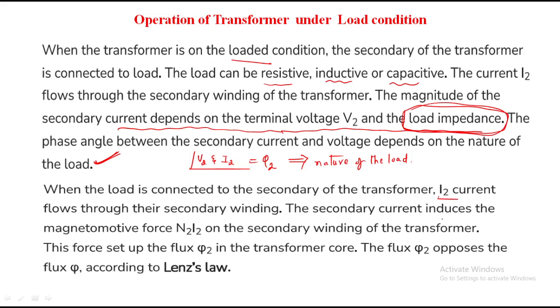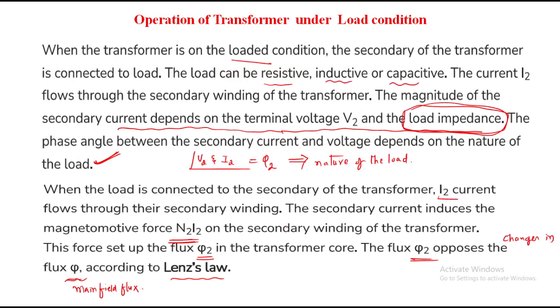When the load is connected to the secondary of the transformer, obviously I2 flows through the secondary winding. The secondary current induces a magnetomotive force, that is N2I2, the load component of secondary MMF. This MMF sets up a flux, the load component of secondary flux, in the transformer core. This flux opposes the changes in main field flux according to Lenz's law. So this is the concept involved when we connect the load across the secondary.